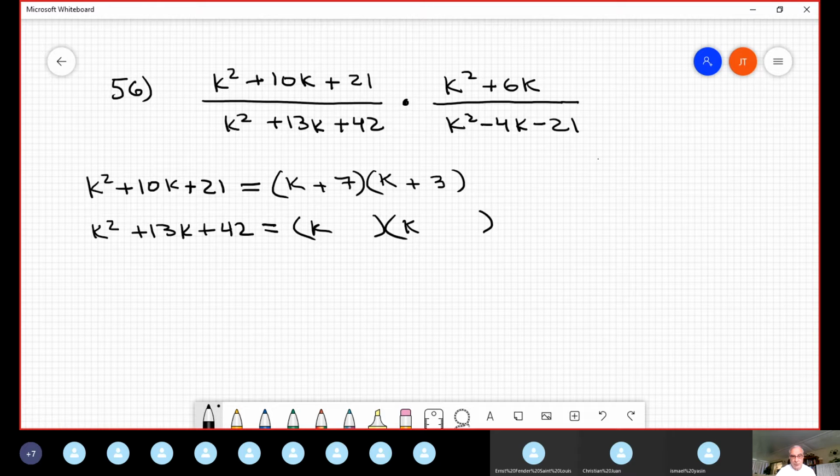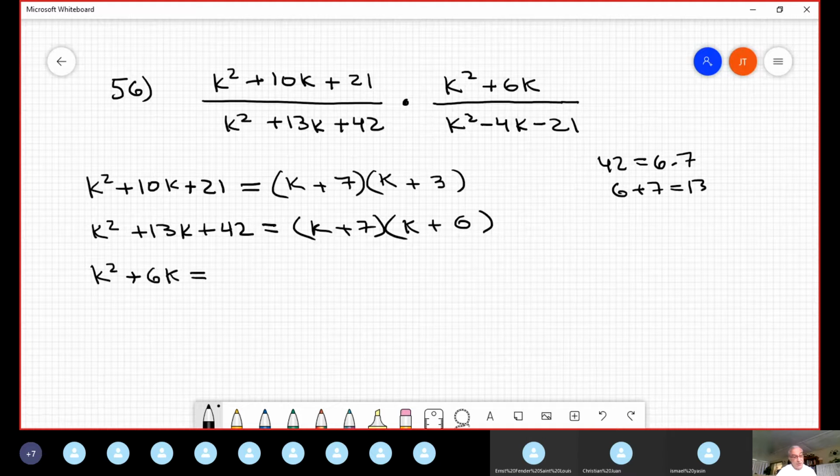42, I know it's 6 and 7, no? And 6 and 7 together is 13, right? The combination is 7, 6, or 6, 7. It's plus, plus. Okay? We continue. This one I copy. This is a binomial, and the binomial is different, but this is easier. The only thing that you should do is find the GCF, k. Done. End of the story. And the last one is a trinomial again.